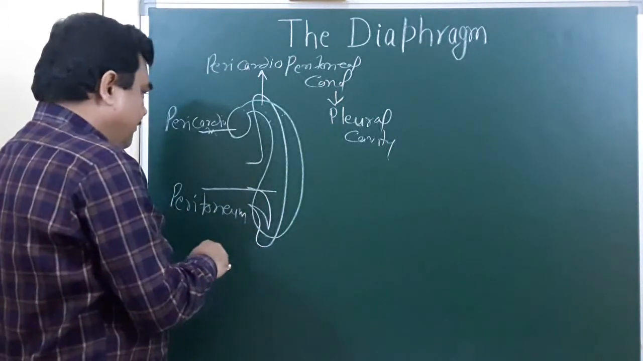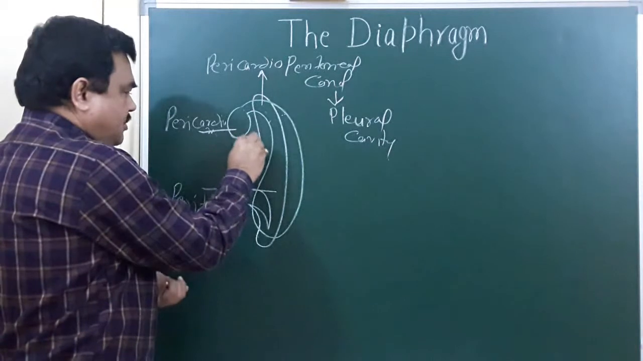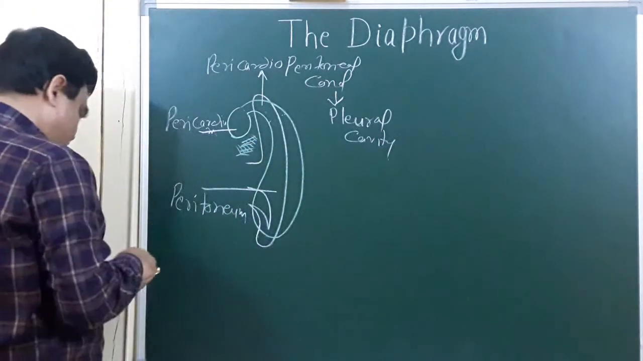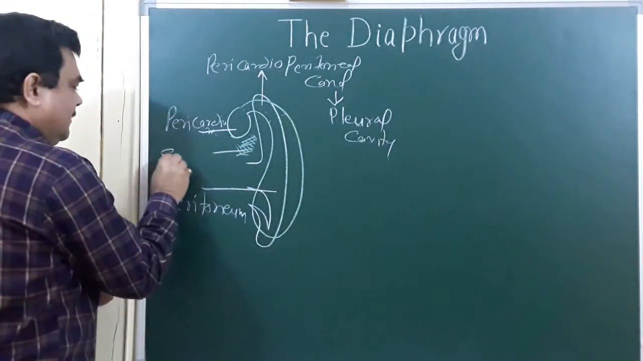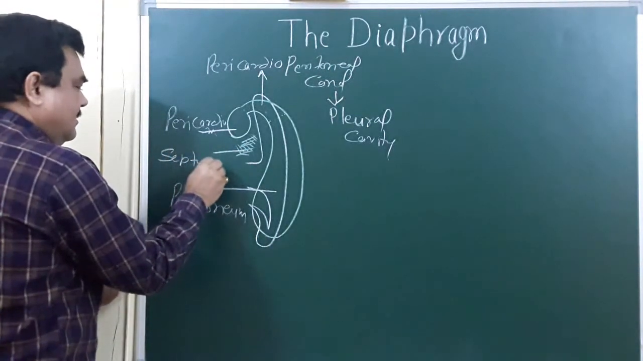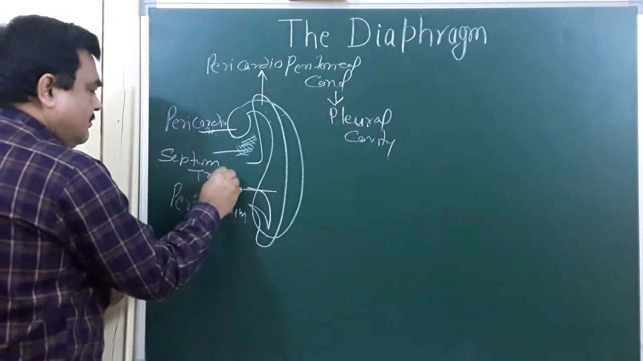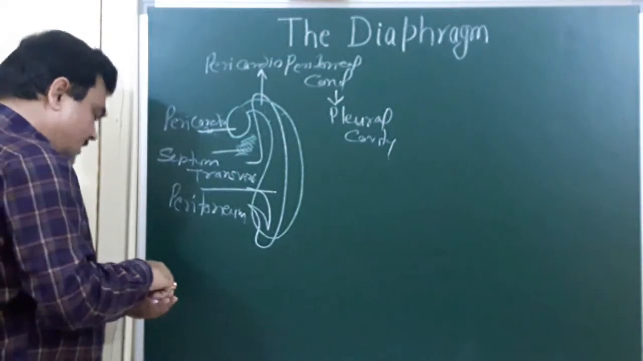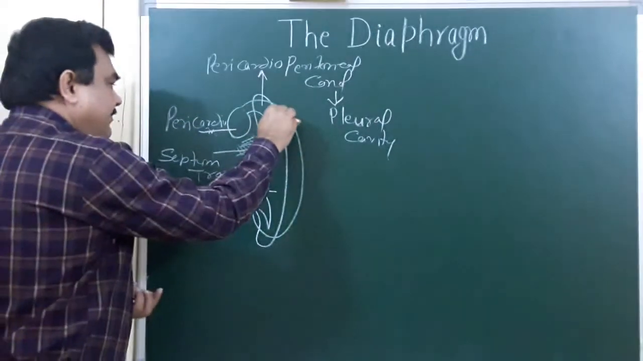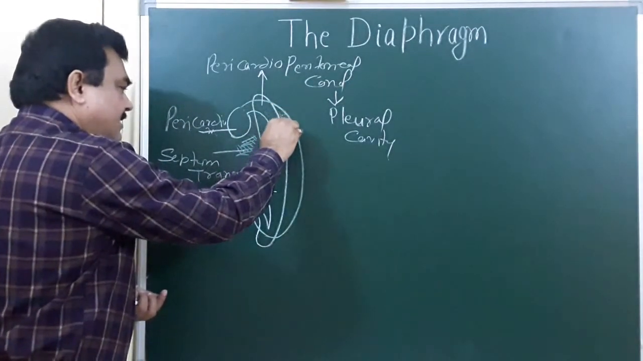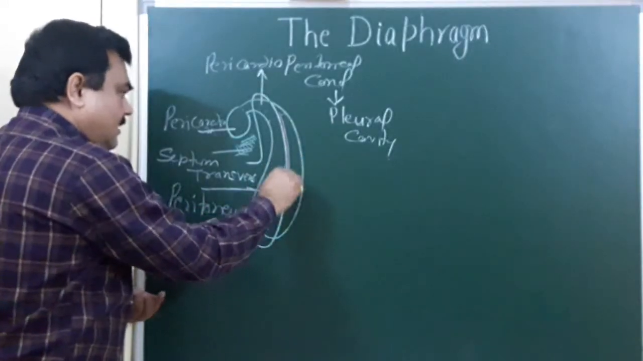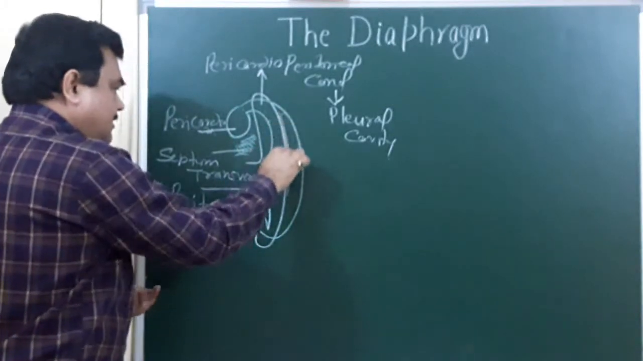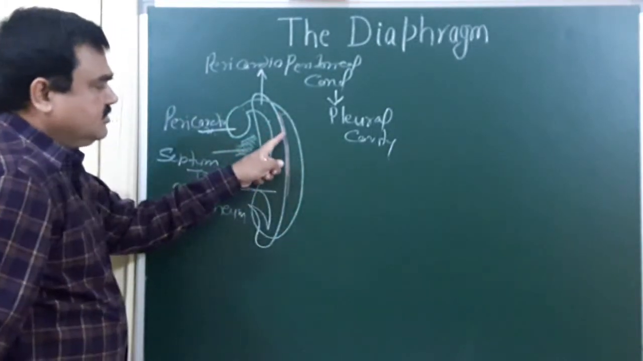And here is the position of septum transversum. This is septum transversum. And here is the position of the developing aorta. This is the dorsal aorta, which develops here. This is the position of dorsal aorta.